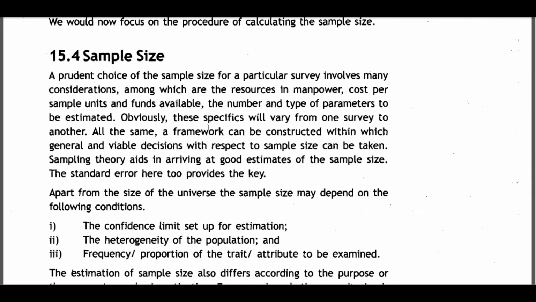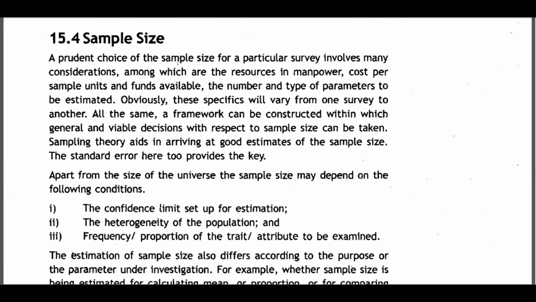15.4 Sample size. A prudent choice of sample size for a particular survey involves many considerations, among which are the resources in manpower, cost per sample unit and funds available, the number and the type of parameters to be estimated. Obviously, this will vary from one survey to another. All the same, a framework can be constructed within which general and variable decisions with respect to a sample can be taken. Sampling theory aids in arriving at good estimates of the sample size.